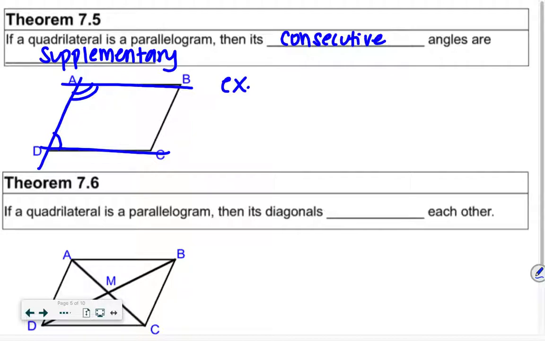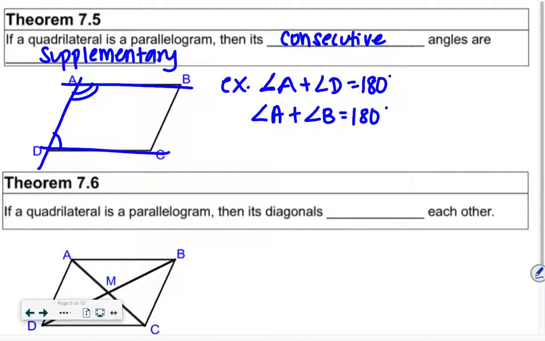So I'm just going to throw a couple of examples up here. Angle A and angle D are going to add up to 180. A and B add up to 180. Technically also I should have little M's in front. Sorry, guys. B and C add up to 180, so on and so forth. So any two angles essentially that aren't opposites of each other are going to add up to 180.